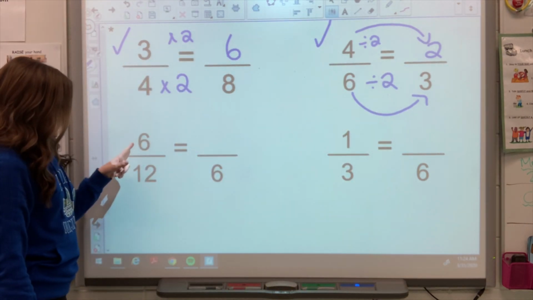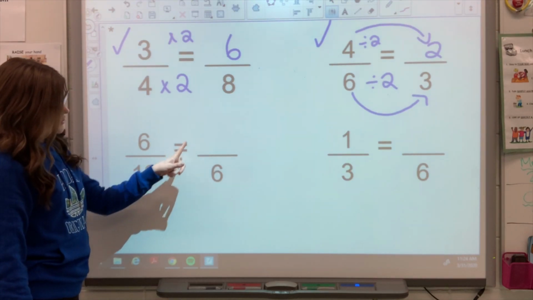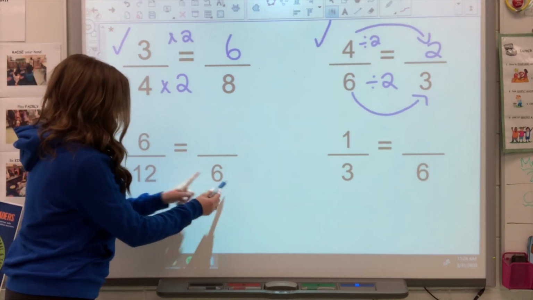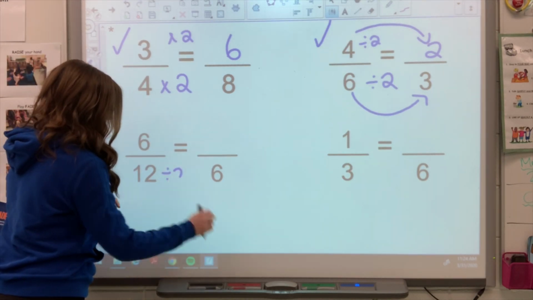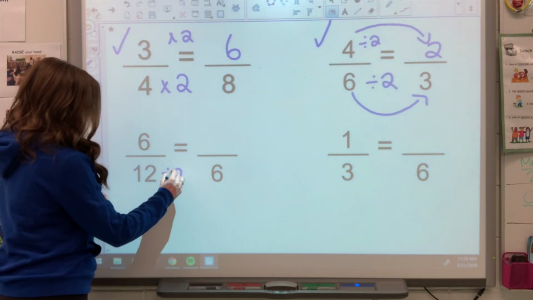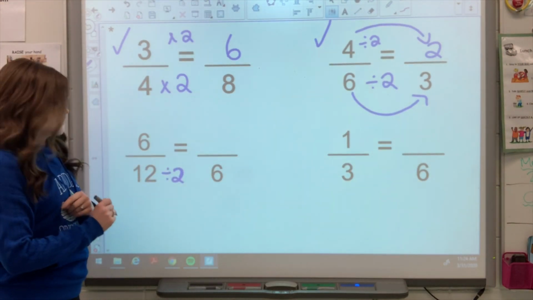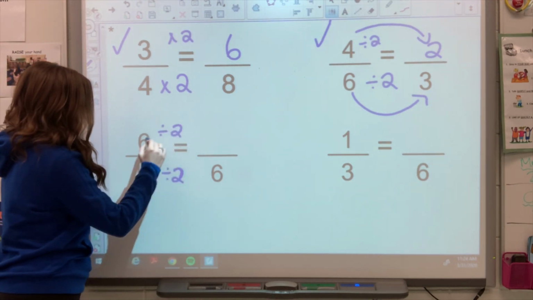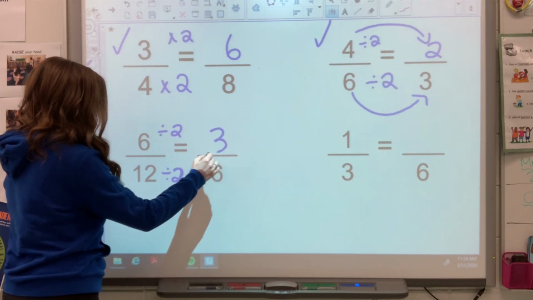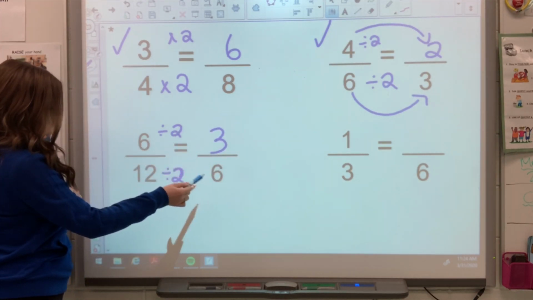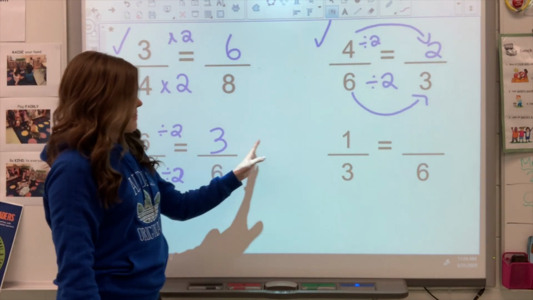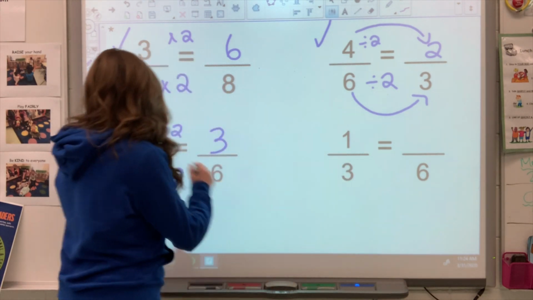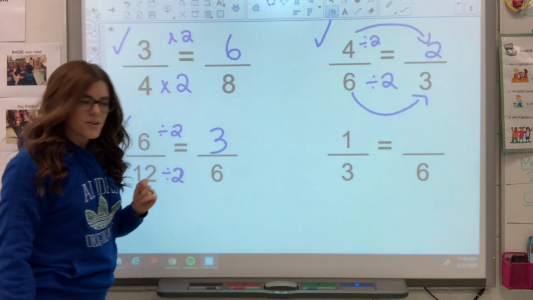The next one, we have 6/12 is equal to what over 6? Okay, so we're going from a bigger number to a smaller number. That means that we are dividing, okay? And I know right away that 12 divided by 2 is 6. And whatever I do to this number, I have to do to my numerator. And 6 divided by 2 is 3. So 6/12 is equal to 3/6. We could even simplify that more into 1/2, but we're not going to do that right now. Give yourself a check mark if you got that one correct, and if you didn't, make your corrections.